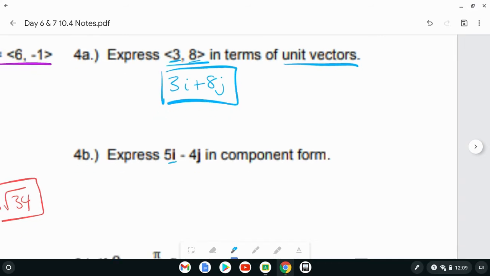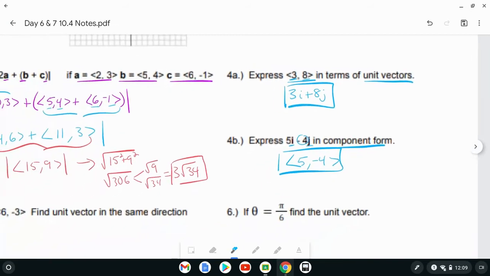Go in reverse. Here's our horizontal component. We're going to component form this time. So 5 is our horizontal component, -4 is our vertical component. Hey, look at that. We got component form. Nice.